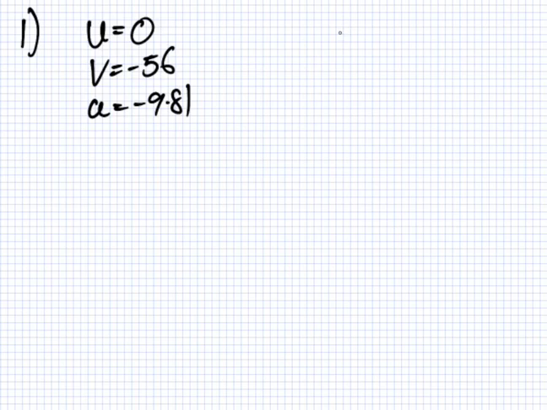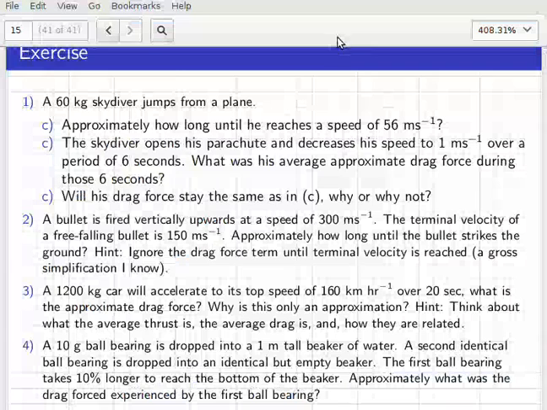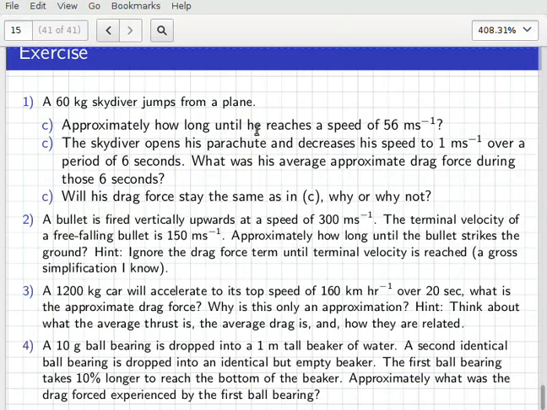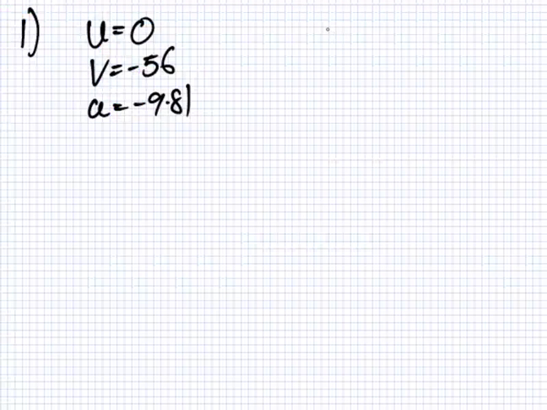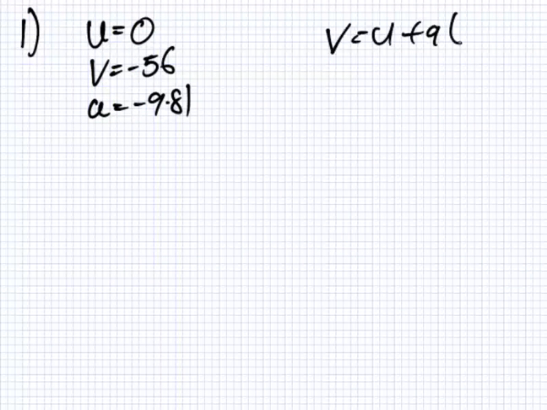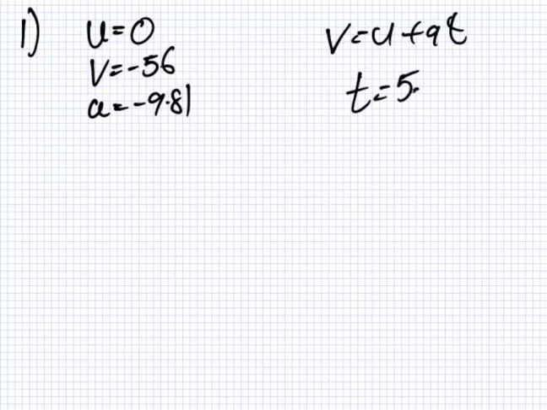Okay. V squared equals... No, I don't want that one. What do I want? I want the time. Which one do you think? V equals U plus AT? Yes, okay. So you have T is 5.7? Yes. So T is 5.71 seconds.